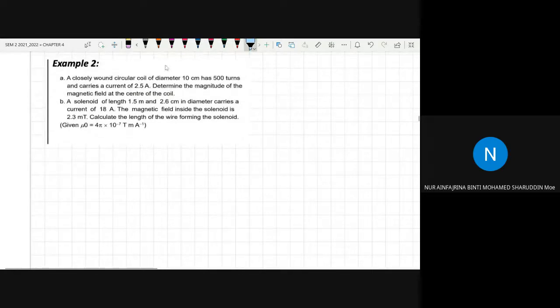Dia cakap, a closely wound circular coil of diameter 10 cm. Okay, ini adalah diameter. Okay, contohnya awak ada coil. Kalau diameternya dari sini ke sini ya, so this is the diameter. Okay, dia akan ada 500 turns. So ini adalah number of turns dia. And it carries current of 2.5 ampere. So this is your current. Determine magnitude of magnetic field at the center of the coil. Highlight perkataan center of the coil.